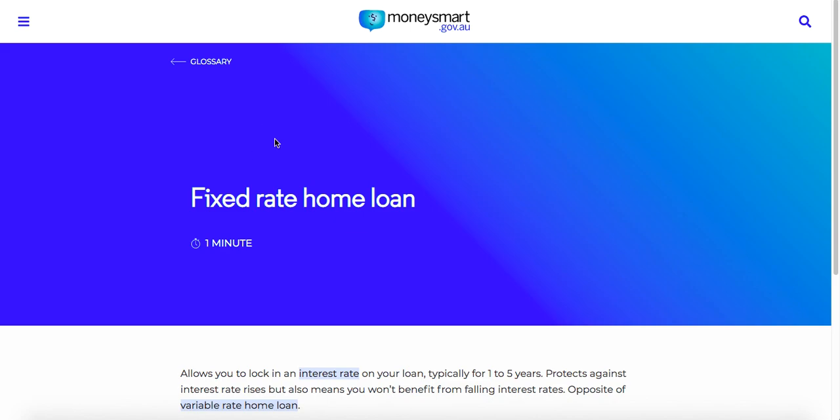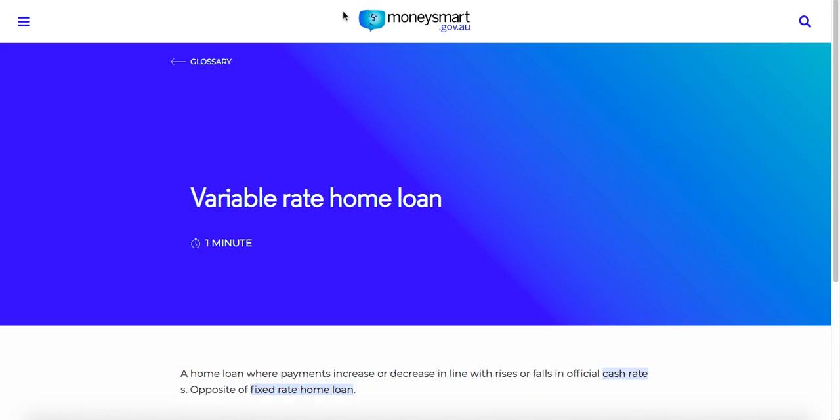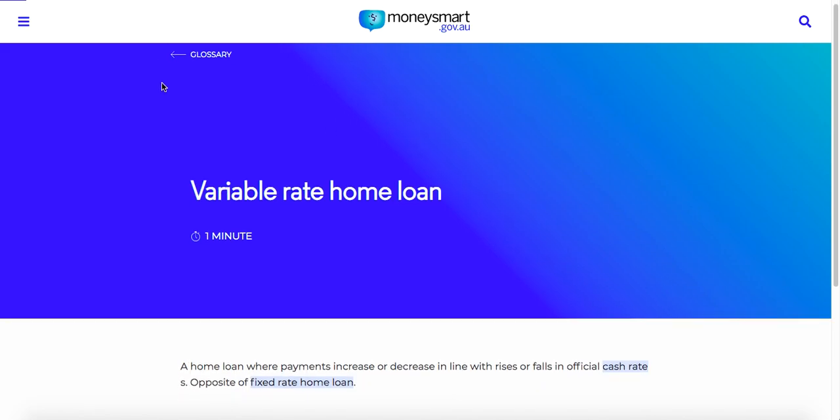So that's a fixed rate home loan, and a variable rate home loan, as you can see on your screen. Again, just always use Money Smart as an easy guide. A variable rate home loan is dictated by the cash rate. Essentially when interest rates are really low, the cash rate is really low, your interest rate will be quite close to the cash rate, a couple percent higher or something along these lines. And the interest rate will increase and decrease along with the cash rate.